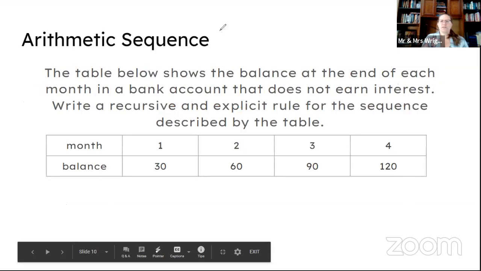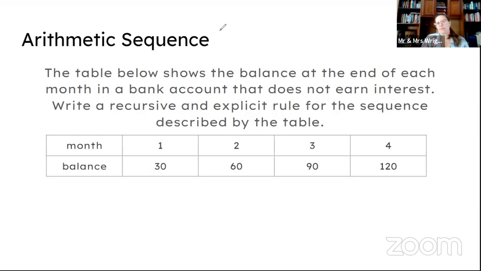All right, so here we're given a table, and it shows the balance at the end of each month in a bank account. This is a real world example, and this bank account does not earn interest. This is a really real world example. It's hard these days to find a checking account that earns interest.